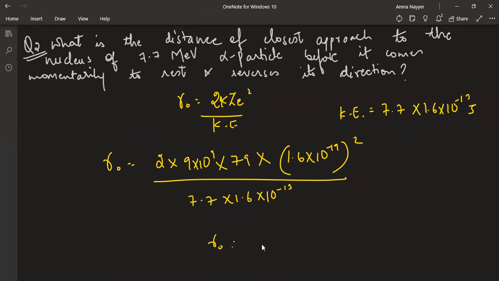When you solve this, you'll get your answer as around 3 into 10 to the power minus 15 meters. Or it's better, 30 into 10 to the power minus 15, or it's better if you write it as 30 Fermi meter only. Same answer it is. Note it down, then let's move on to Bohr's theory now. These questions can only come maximum from impact parameter.